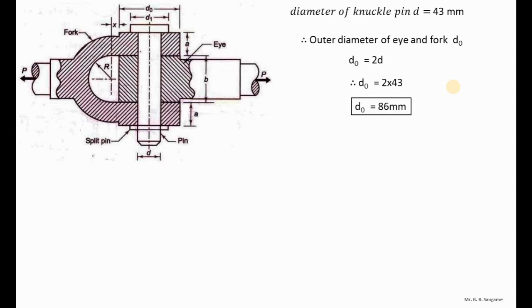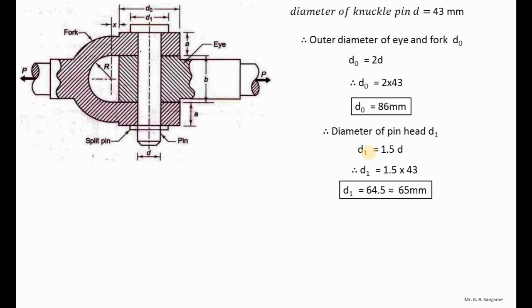Here you can see that the outer diameter has a circular shape. Let us calculate the diameter of pin head. The diameter of pin head is represented by the letter D1, and according to the empirical relation, D1 is 1.5 D. As per the calculation it is 64.5 mm, so I have rounded it to the next digit of 65 mm. So the diameter of pin head is 65 mm for the pin of diameter 43 mm.